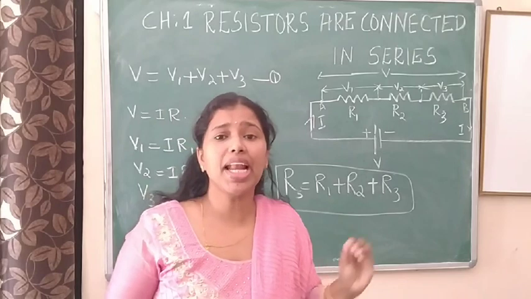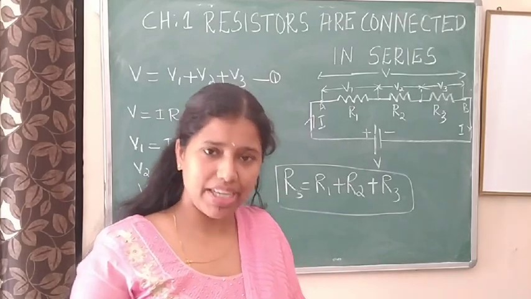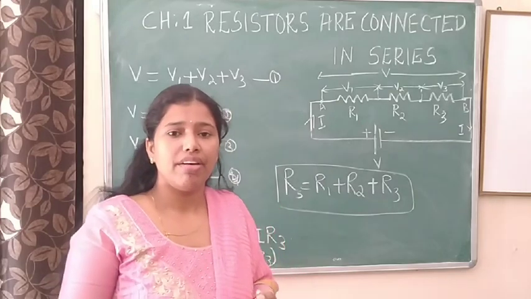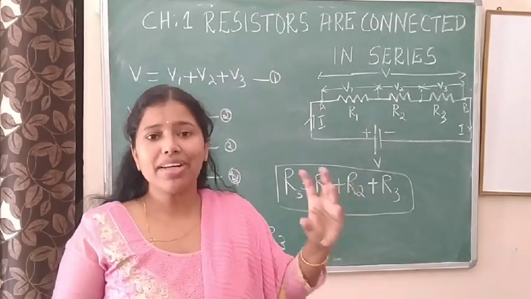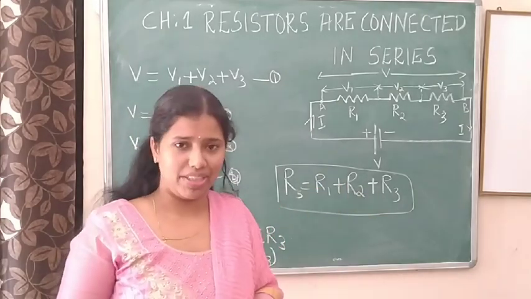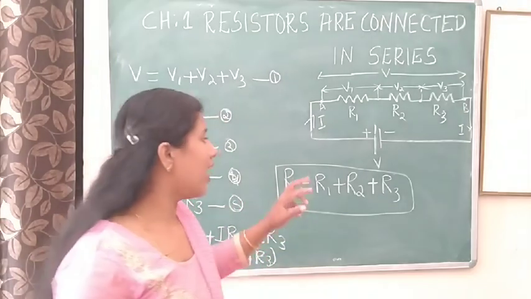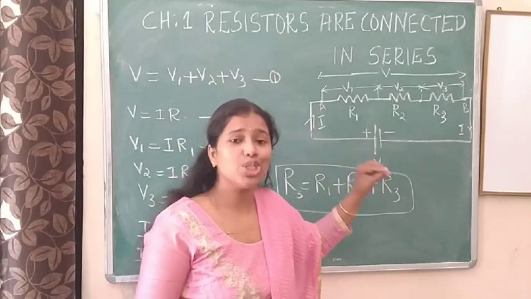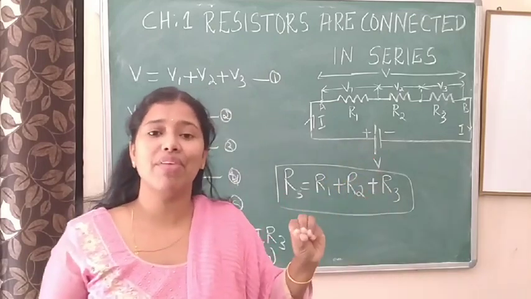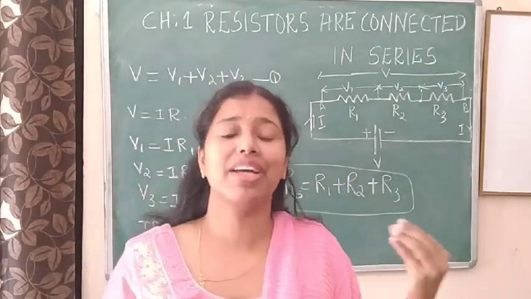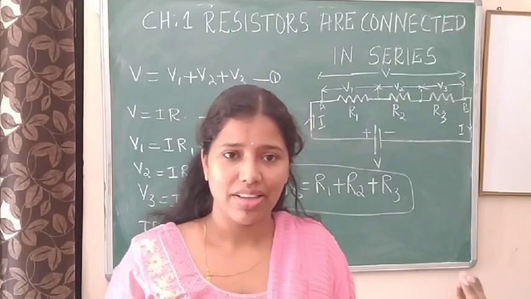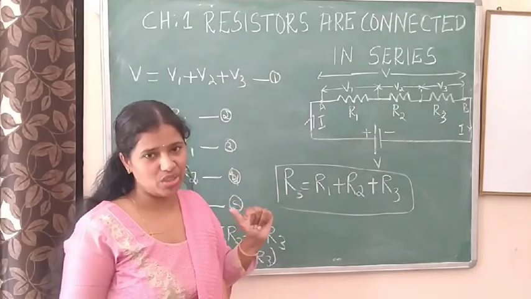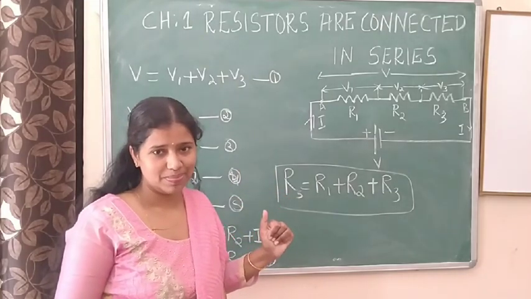We are using many electrical appliances: refrigerator, TV, mixie. Their current and voltage requirements are different. Here the current flowing through each resistor is the same, but each device needs a different voltage and current, so it cannot work properly. That's one limitation, one disadvantage.